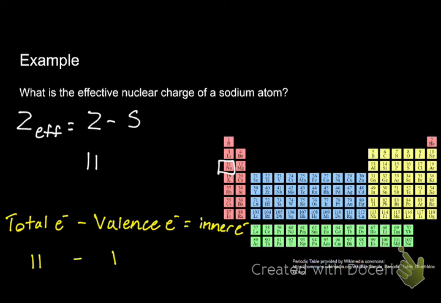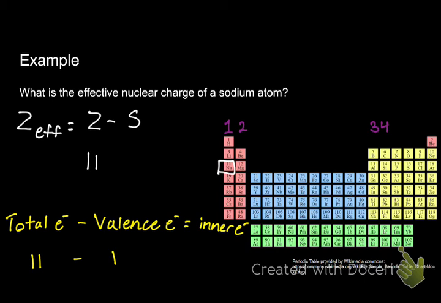So, a quick refresher going over our number of valence electrons. Column 1 has 1 valence electron. Column 2 has 2 valence electrons. Column 13 has 3 valence electrons. Column 14 has 4, and so forth. So sodium being in column 1 has 1 valence electron.